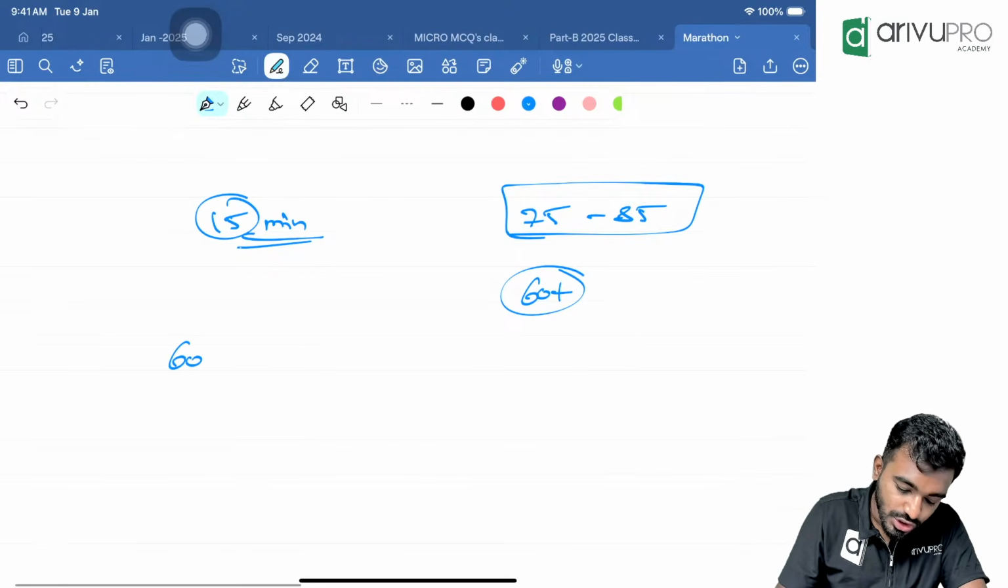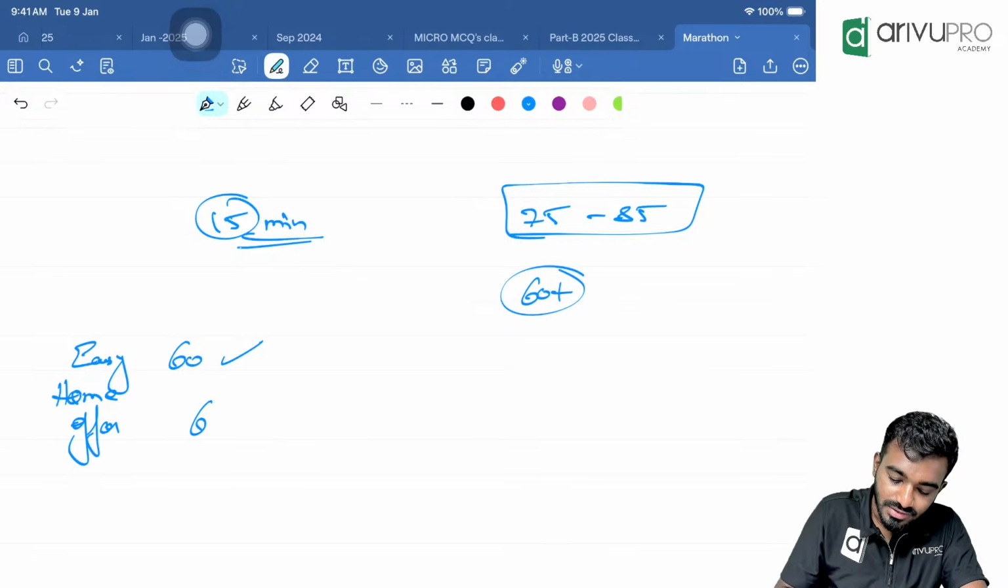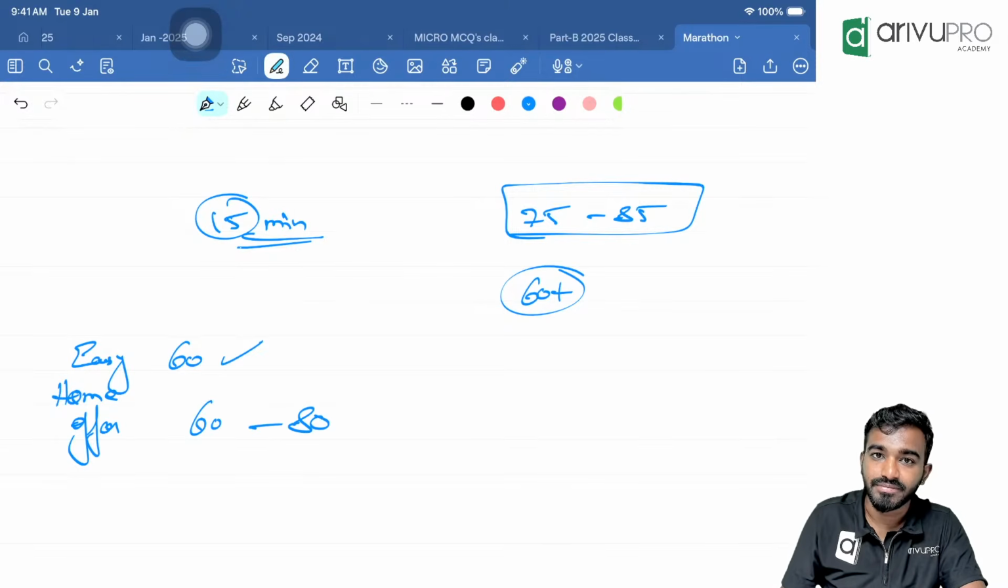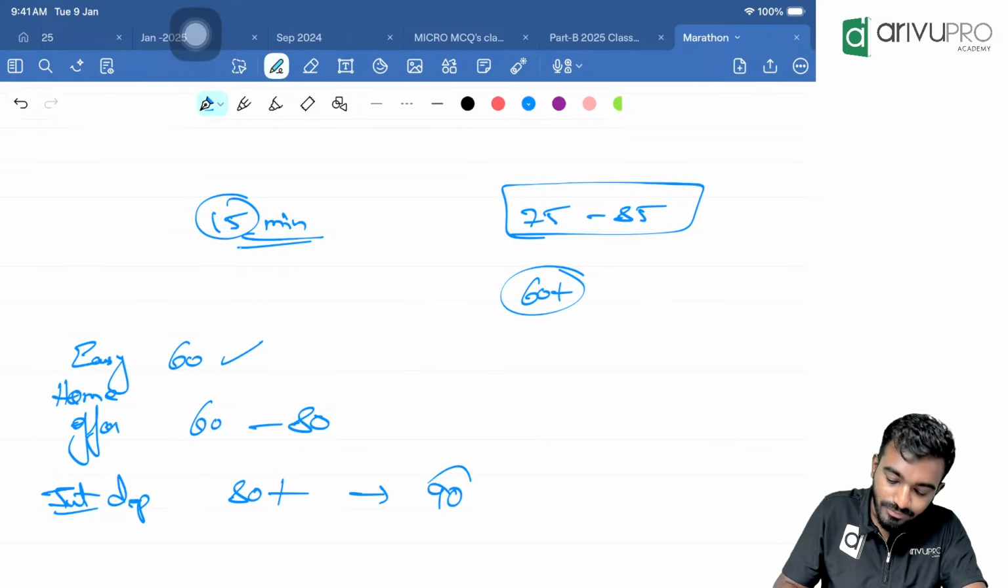See, up to 60 though, it is easy. After going back home, your efforts will take you from 60 to 80 easily. For 80 above, you should have little in-depth knowledge of a subject. That means interconnection between the chapters, in-depth. This goes up to 90.